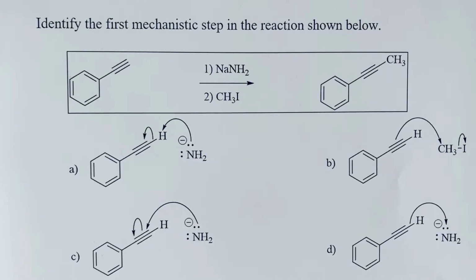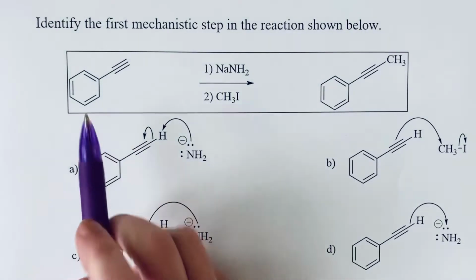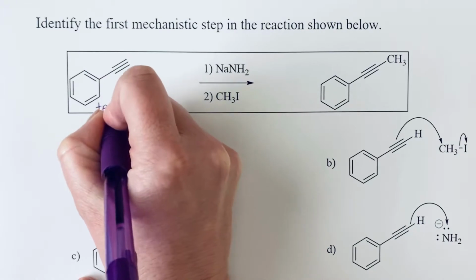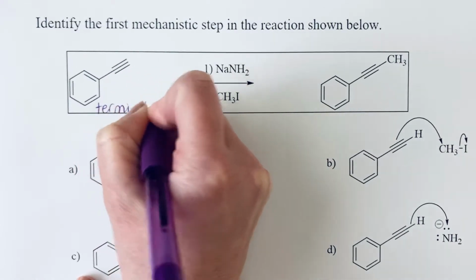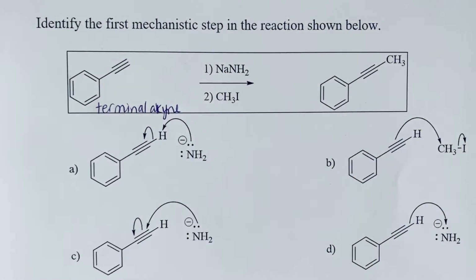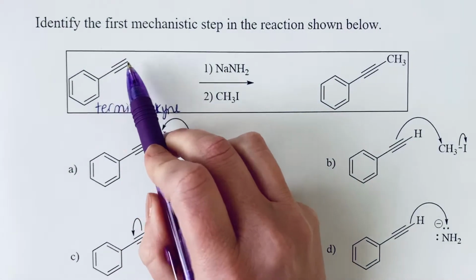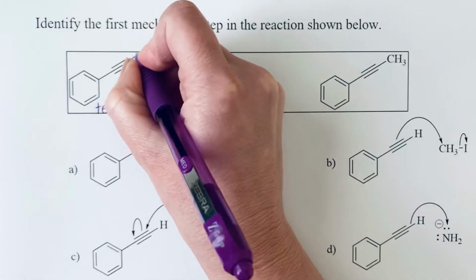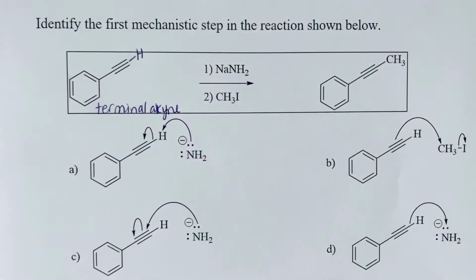Identify the first mechanistic step in the reaction shown below. So if we take a look at the reaction that we have, we are starting with a terminal alkyne. And so this is called a terminal alkyne because it is at the end of the chain, which means that we have a hydrogen atom attached to that last sp hybridized carbon.